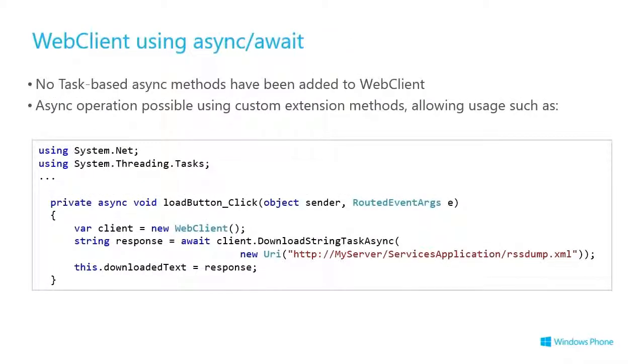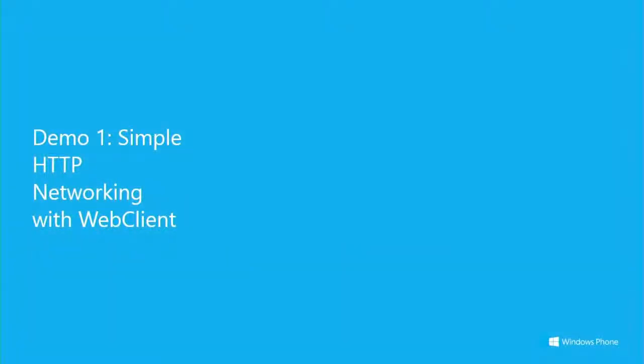Right, and I said I was going to show you how you can use async await. So WebClient on Windows 8 has been replaced by HttpClient, which is purely async based. But we can add async behavior to WebClient with some custom extension methods, which I'll show you in a minute in a demo. These allow you to add DownloadStringTaskAsync methods to that WebClient. So you can now use the async await pattern to make calls, which is very much nicer. In fact, I'll show you that demo now.